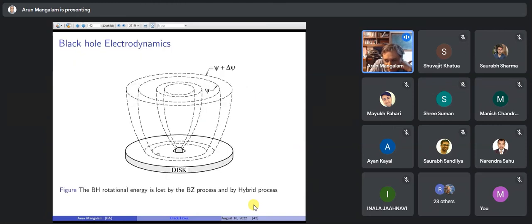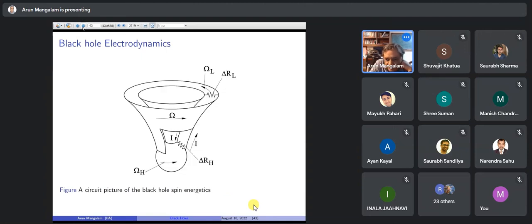So here is a disk. You have magnetic field lines like this, and the black hole rotation energy is extracted and gets into the electromagnetic flux coming from the jet. Here is a circuit picture of the same thing. There is a load resistance, there is a spinning surface, there is a current that is developed because of the Faraday effect, and then you deposit the current into this load, and therefore you have electromagnetic energy extracted from the rotational energy of the black hole.